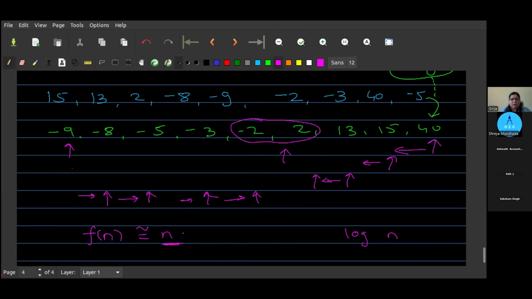We'll see about log n, but I can definitely say that this is something which is definitely upper bounded by n. The function is always upper bounded by n.